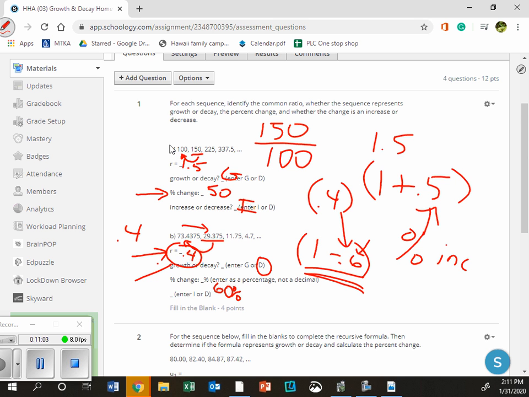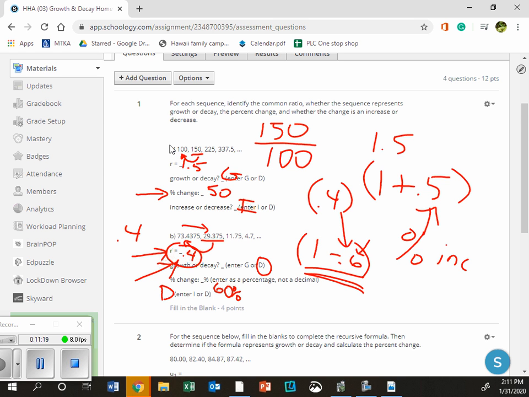Don't just use the same number over again. It's an easy mistake to make. All right, and this was a decrease, so you use a capital D there. Okay, and I think you got the idea now on those.